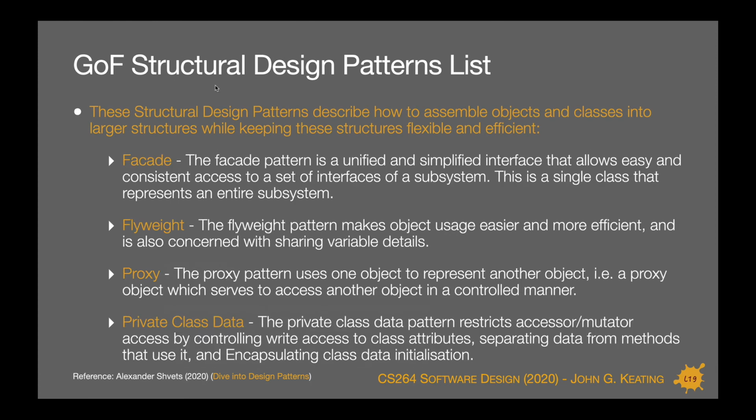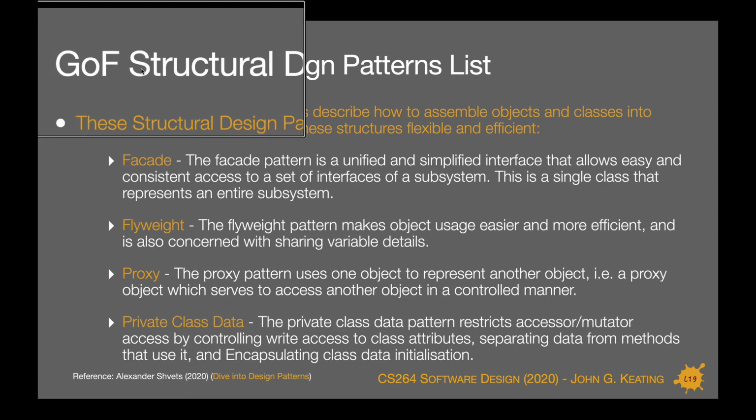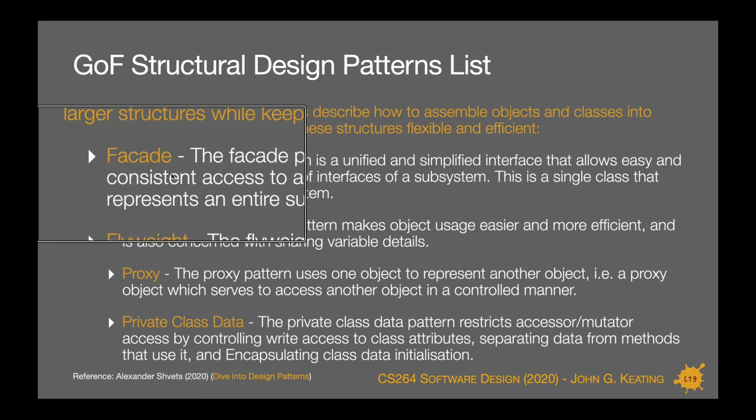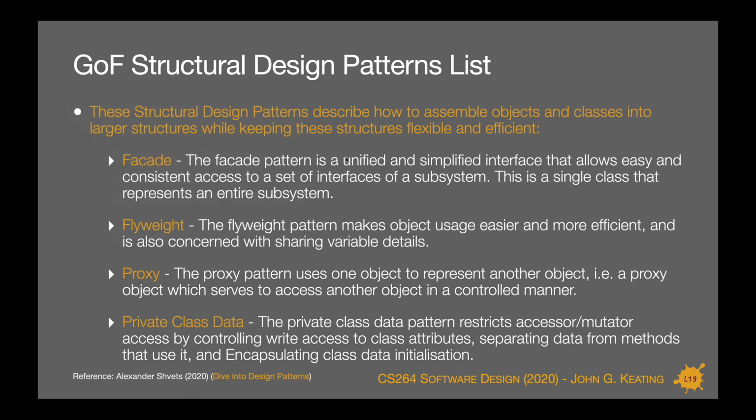So, the Gang of Four structural design patterns list. What are they? These design patterns describe how to assemble objects and classes into larger structures while keeping the structures flexible and efficient. The first one we want to think about is facade. Facade is a unified and simplified interface that allows easy and consistent access to a set of interfaces of a subsystem. It's a single class that represents an entire subsystem.